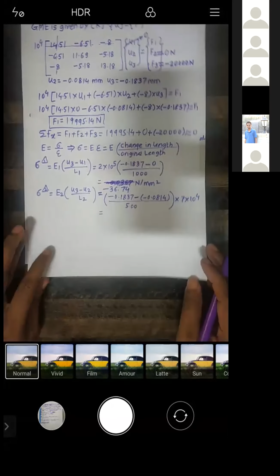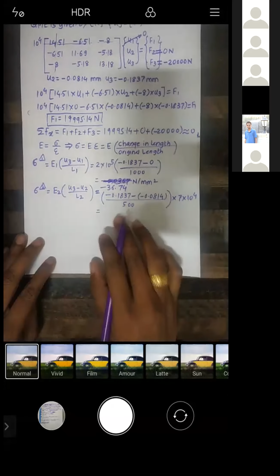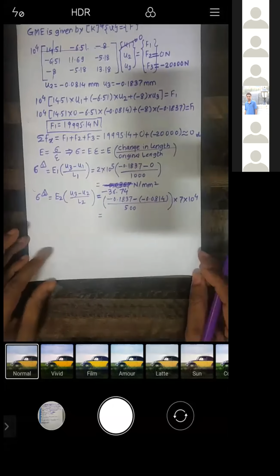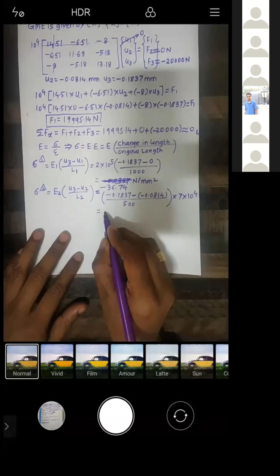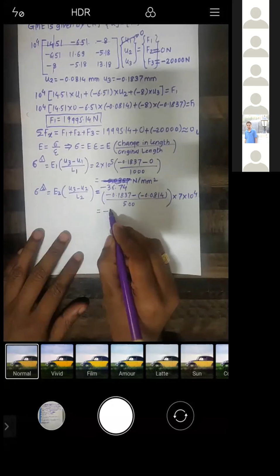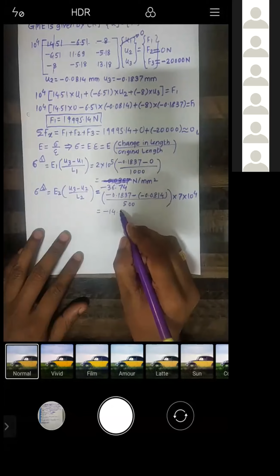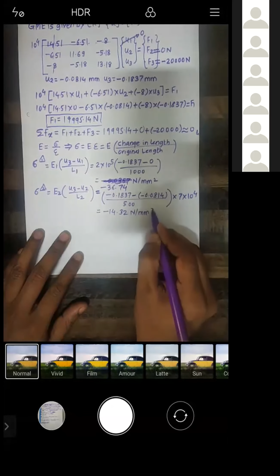So tell me this value, how much is it coming? Sir, minus 14.32. All of you check whether you are getting the same value. Yes, sir. Minus 14.32 Newton per mm square. This is for element number 2, right?